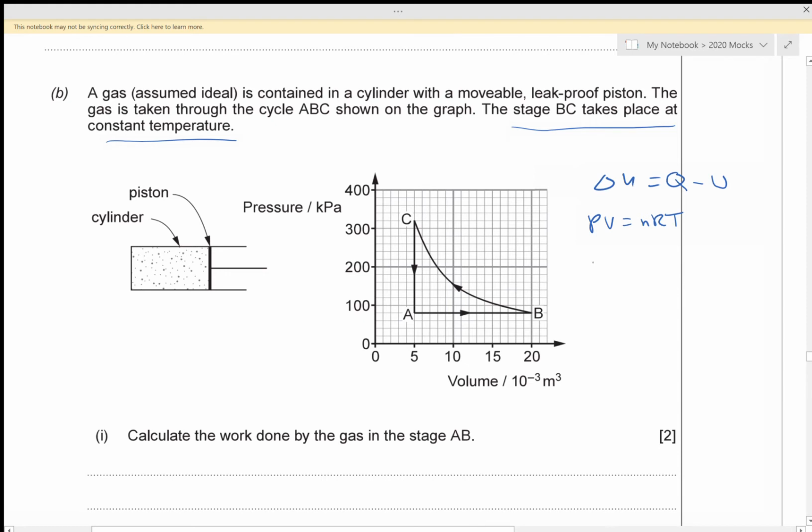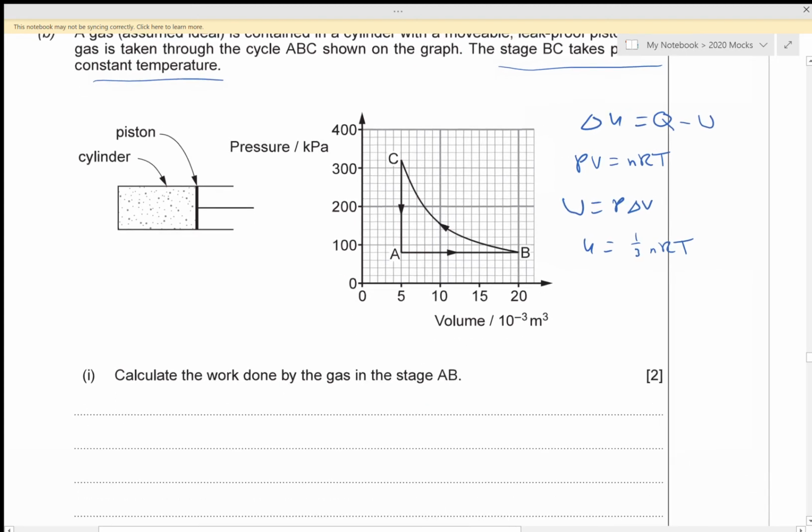Other things to look out for, work is equal to pressure times change in volume. And internal energy is 3/2 nRT. The total internal energy in the system is directly proportional to its temperature, which in turn can be determined by PV. So let's have a look at the questions then.